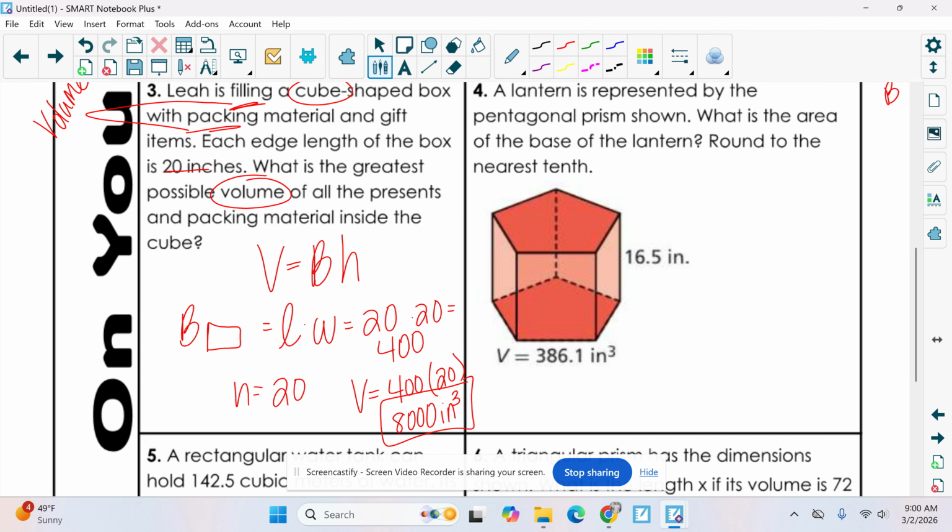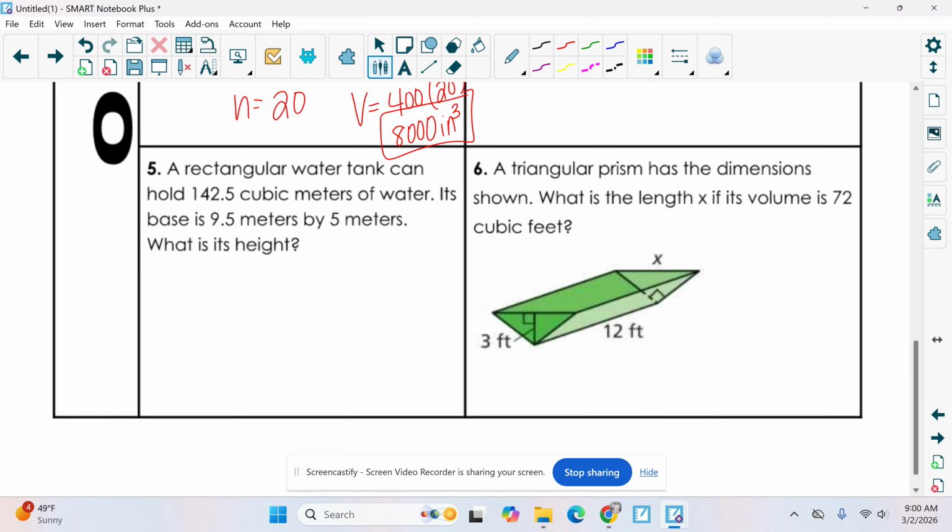All right, you want to do this triangle one together before you go? Sure. Okay. Then we'll have your homework halfway done.